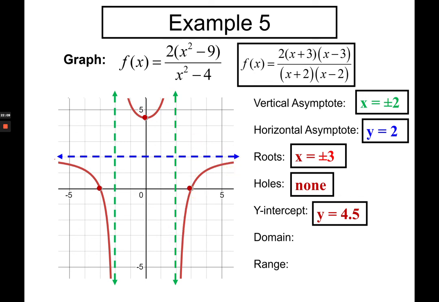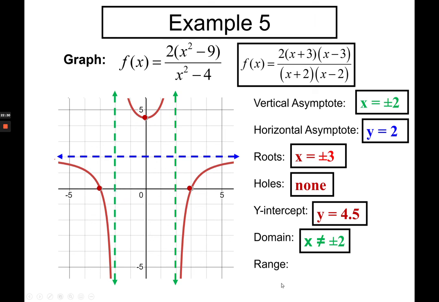And that's the graph of the function 2 times the binomial x squared minus 9 all over x squared minus 4. Here's the most tricky part. Domain. What does it not allow? All real numbers except positive 2 and negative 2. Because it does not allow 2 and negative 2.